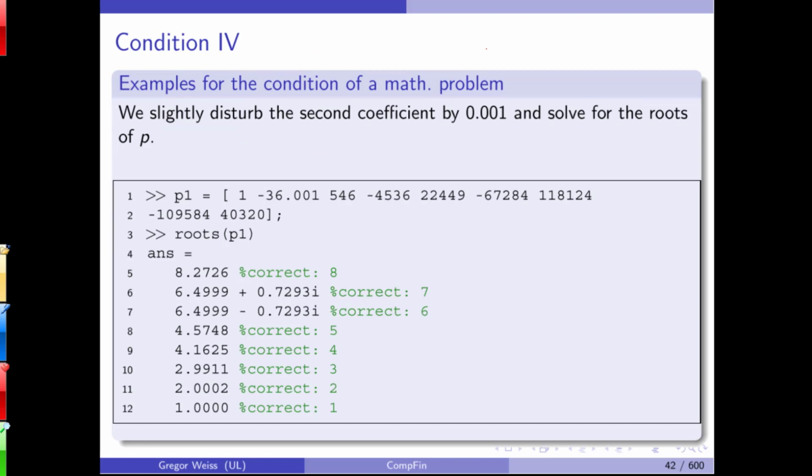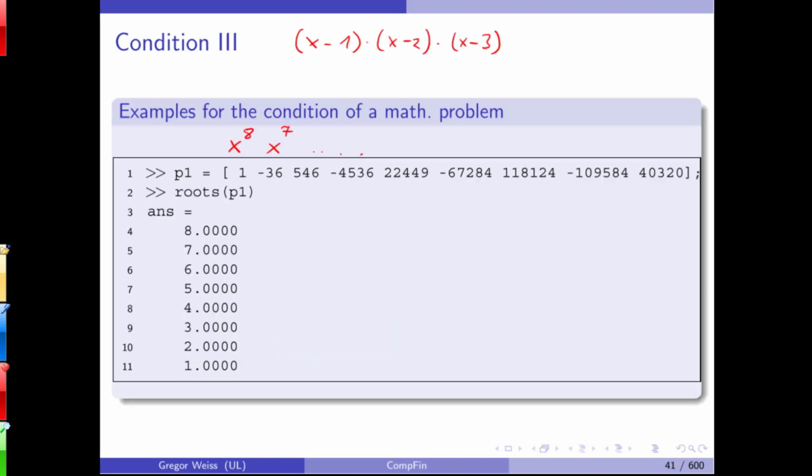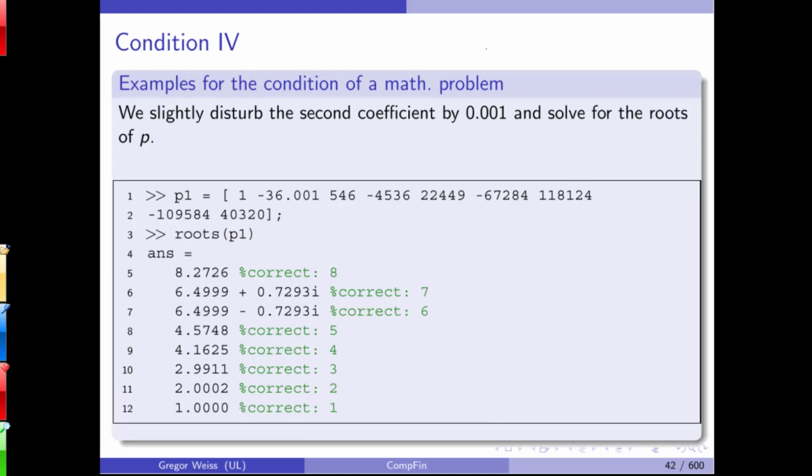Now, let's look at the condition of this problem. We want to solve for the roots. Again, the coefficients did not have any error. Only those tiny rounding errors that will occur anytime when using a computer. Okay. Now, I've taken these coefficients, and as you can see, minus 36.001, a tiny error in the input data.